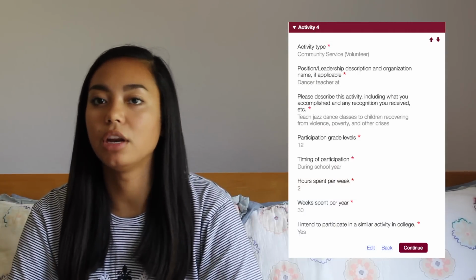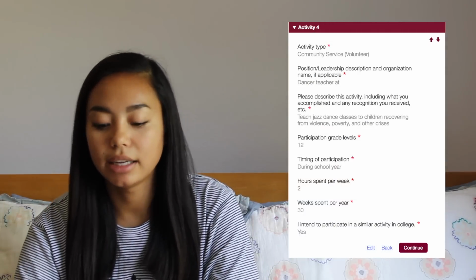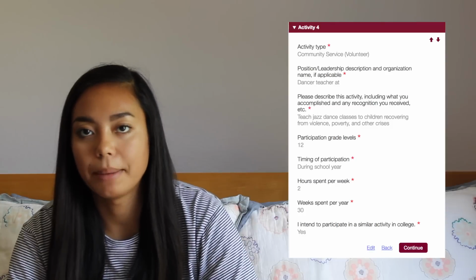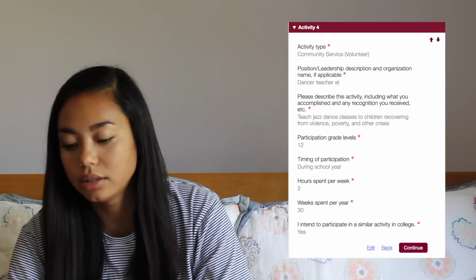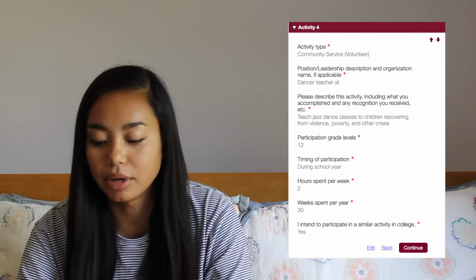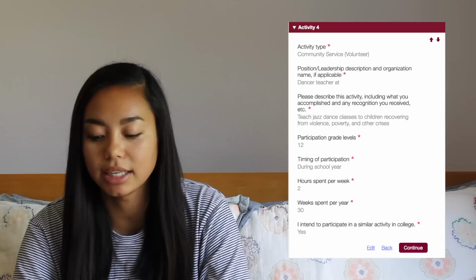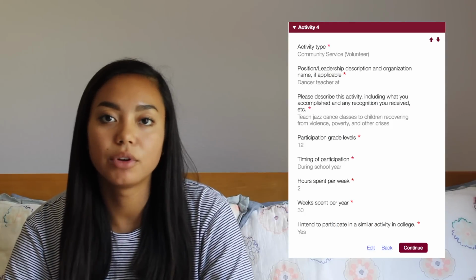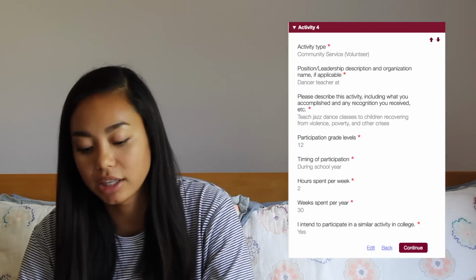So moving into my fourth activity, this is my main community service activity that I did. So activity type was community service, and what it was, I was a dance teacher at, and then this is just the name of a local shelter near my house, and this was kind of my senior service project that I did. And when I described the activity, I put teach jazz dance classes to children recovering from violence, poverty, and other crises, because I got that language, I think, from their website, so that's what their whole mission is. Participating grade levels, I put 12th grade because this was my senior project as I mentioned before.